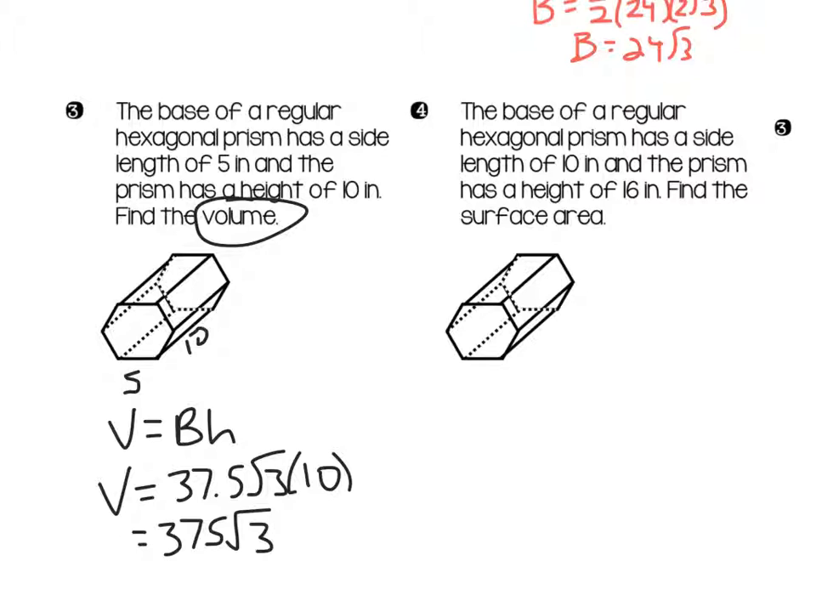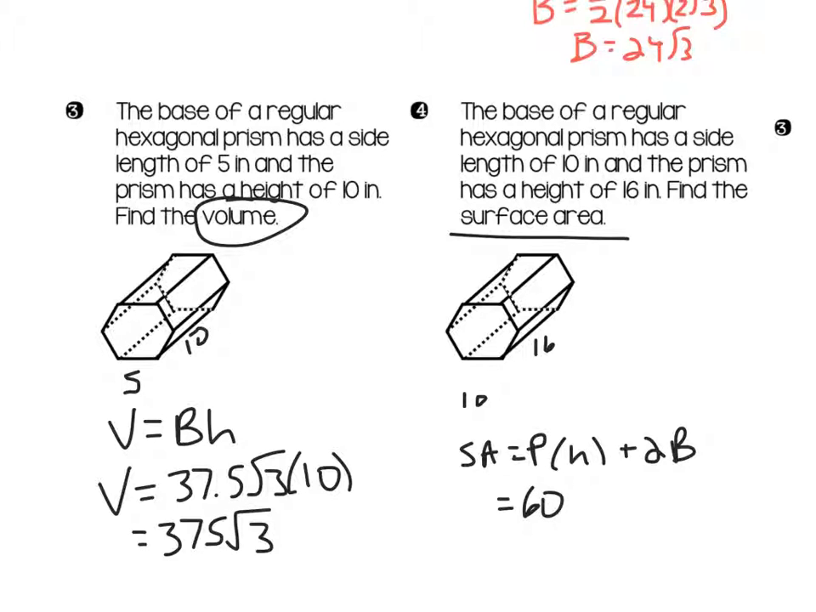Base of a regular hexagonal prism has a side length of 10 and a height of 16. Find the surface area. So surface area means we want to be using surface area equals perimeter of the base times height plus 2 times area of the base. So my perimeter, 10 times 6 would be 60. My height is 16. Plus 2, and my hard part is finding the area of the base.